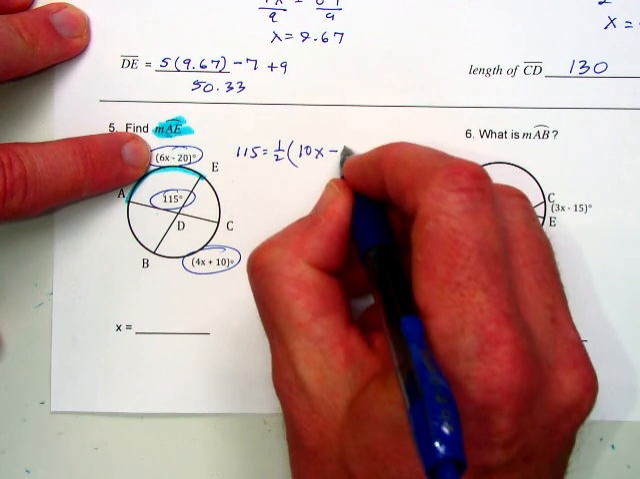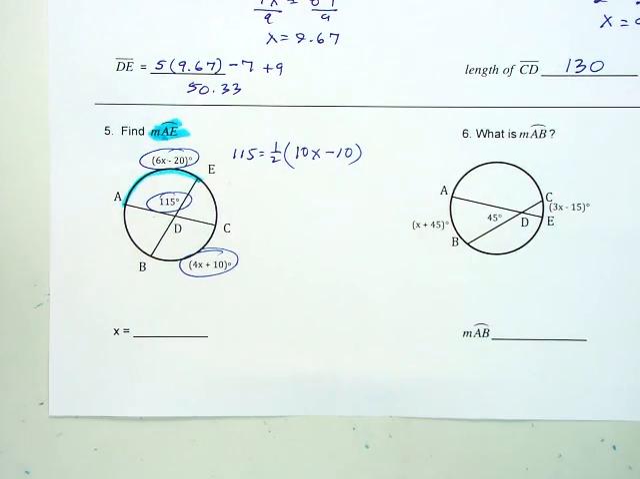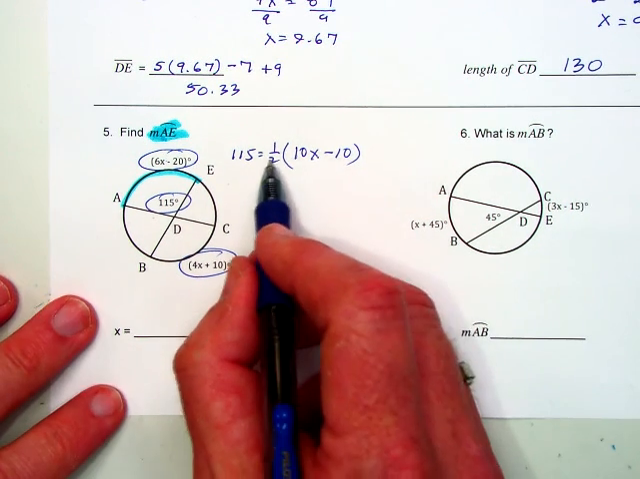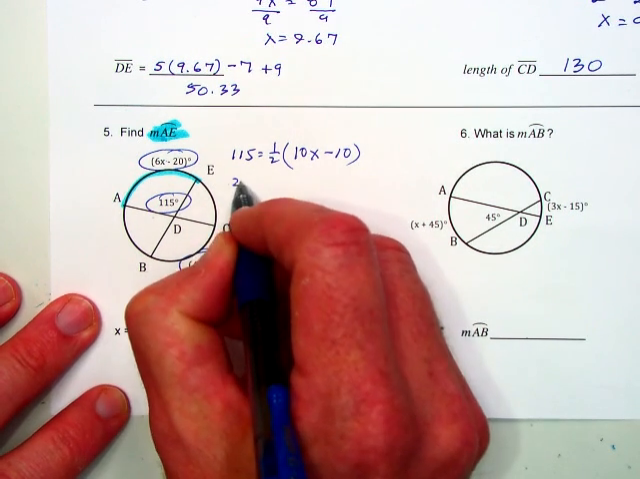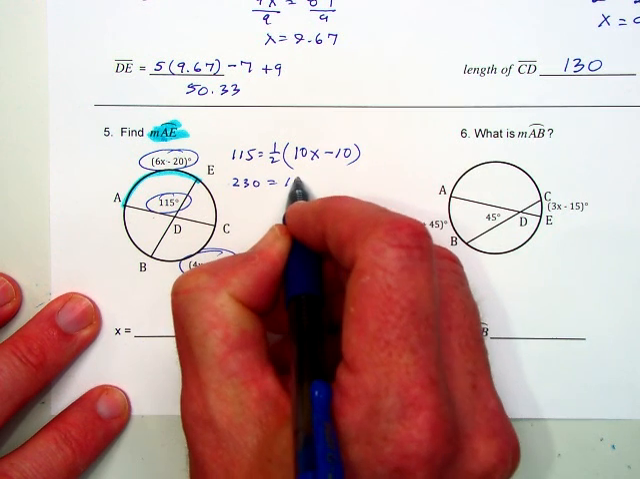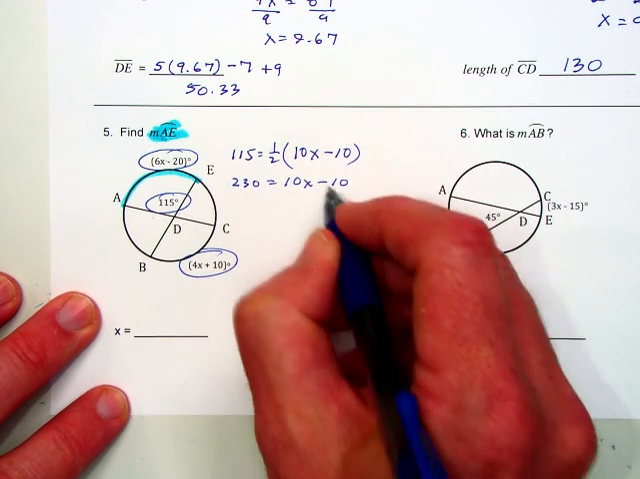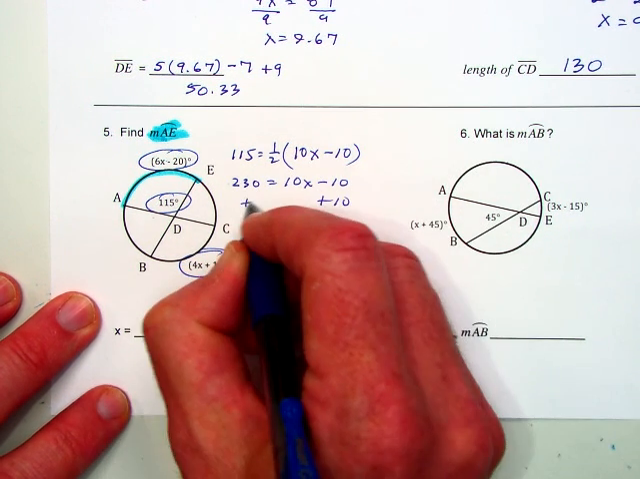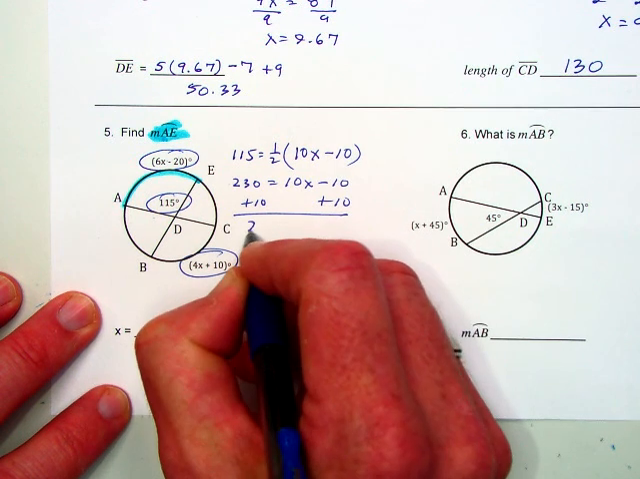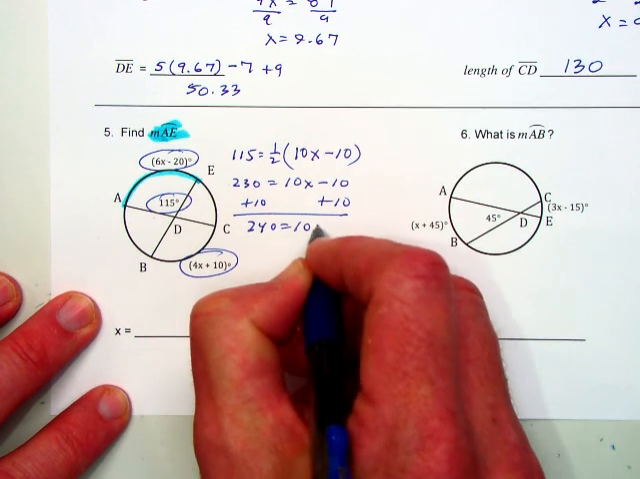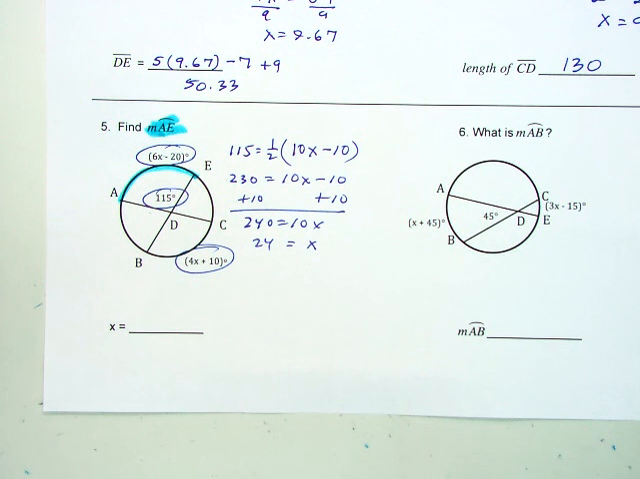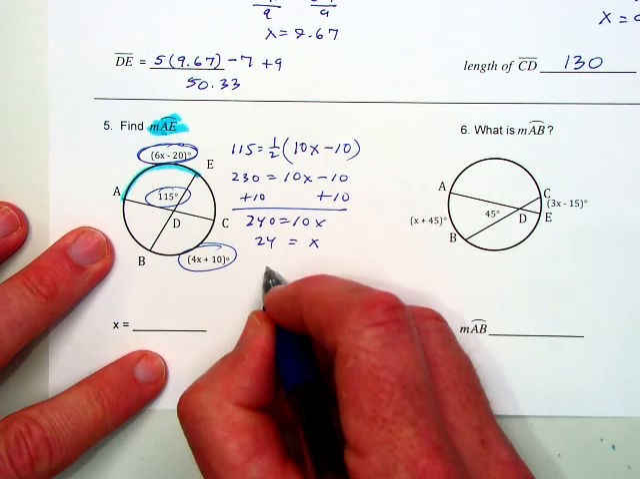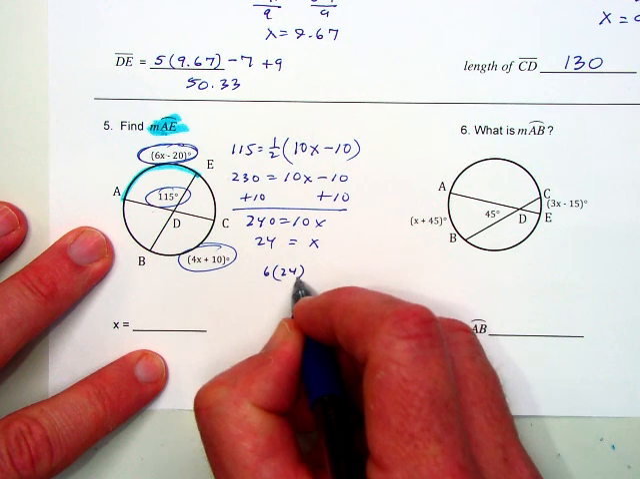minus 10. Okay? Simplify my work is instead of distributing, I'm going to double this side to undo that. So I get 230 is equal to 10x minus 10. If I add 10 to both sides, I get 240 is 10x. So x is 24, but I'm not done. That's not answering the question. Okay, so now I need to find AE, so it's going to be 6 times 24 minus 20.